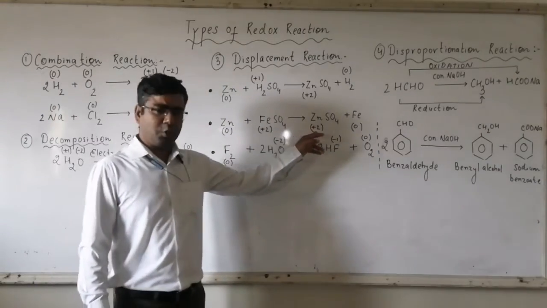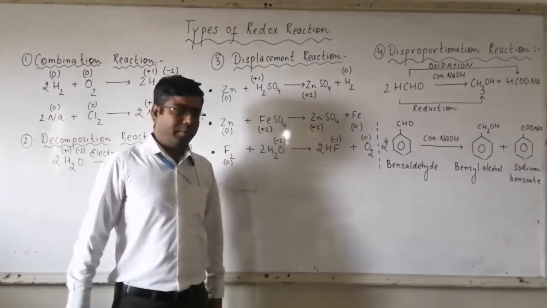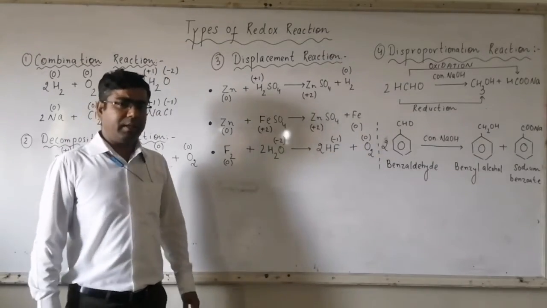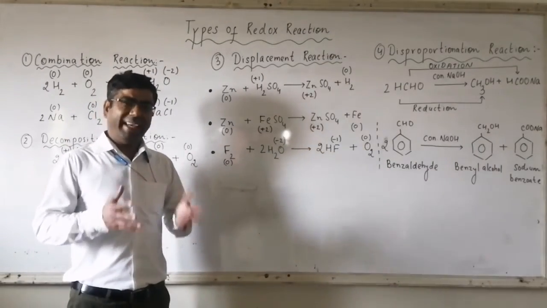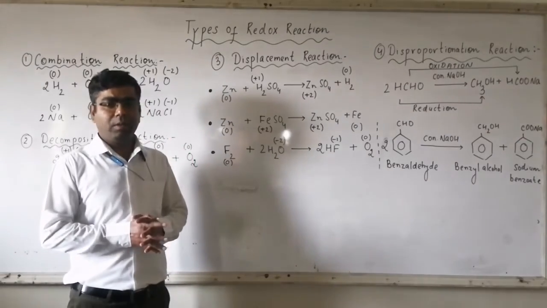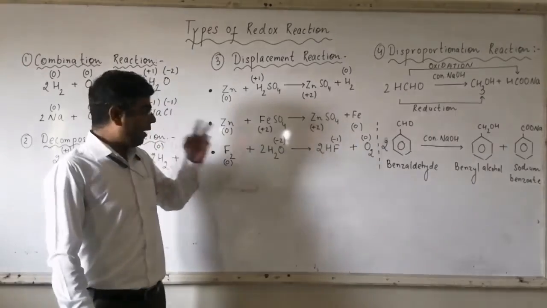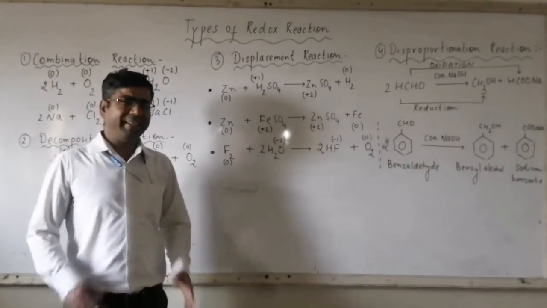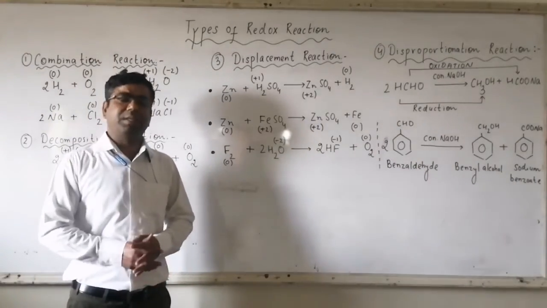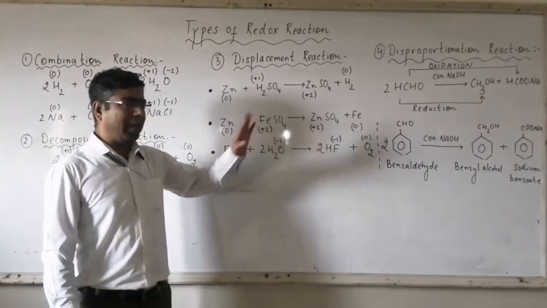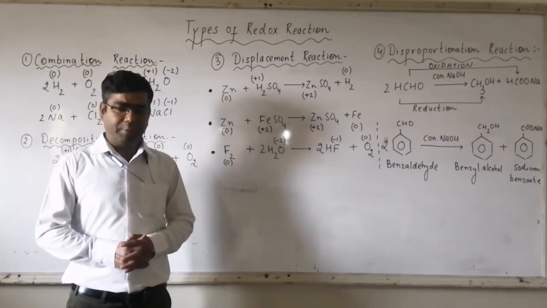So 0 gets converted to +2, increase is there. So when zinc gets converted to zinc sulfate, it is through increase in oxidation state. So conversion of zinc to zinc sulfate is called oxidation of zinc, and when FeSO4 gets converted to Fe, it takes place through decrease in oxidation state. So conversion of FeSO4 to Fe is called reduction of Fe.